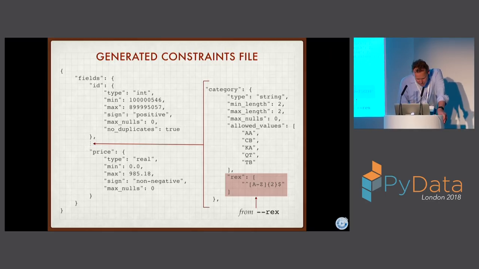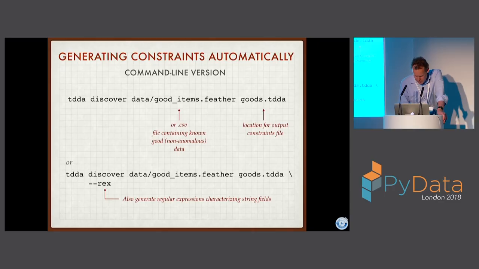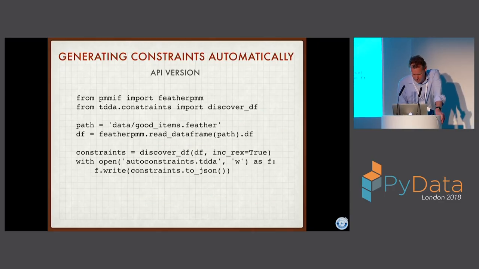We have seen that. That's the API version of generating the same stuff.